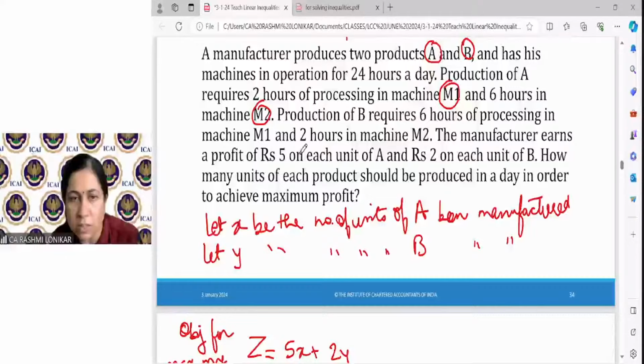Now, what are the conditions that I have? What is the value of X that I can have? I can have 0 or more than 0. Y, I can have 0 or more than 0.